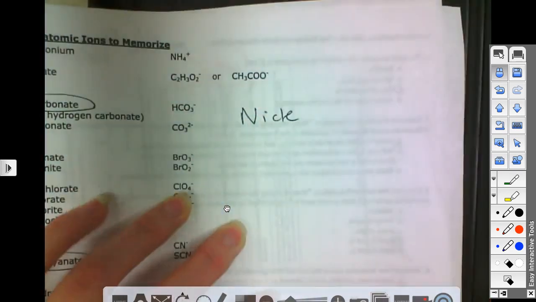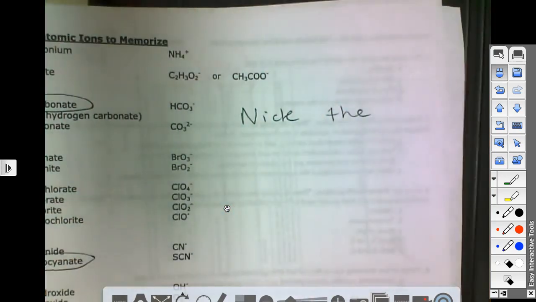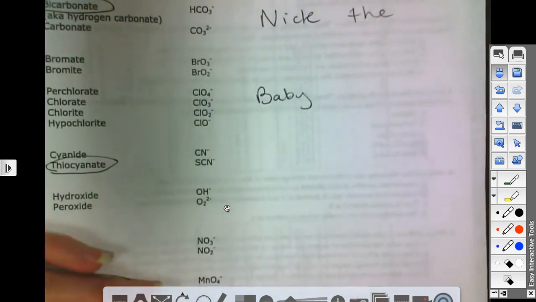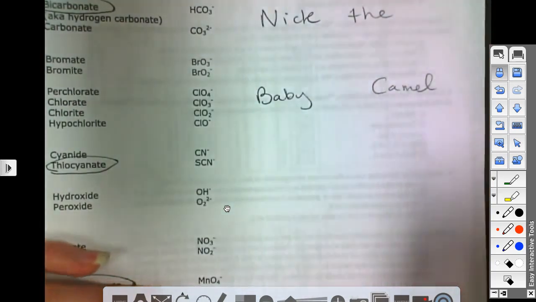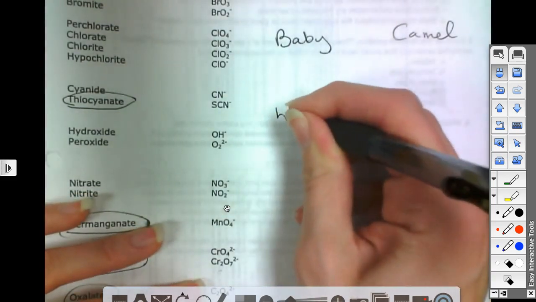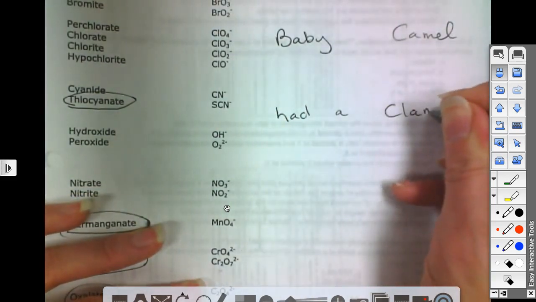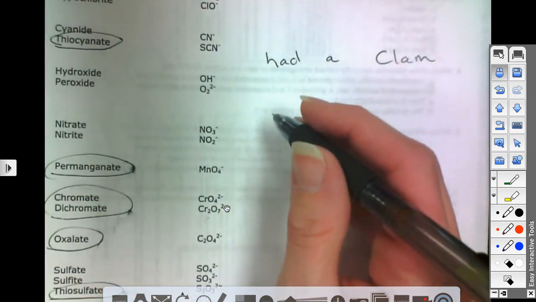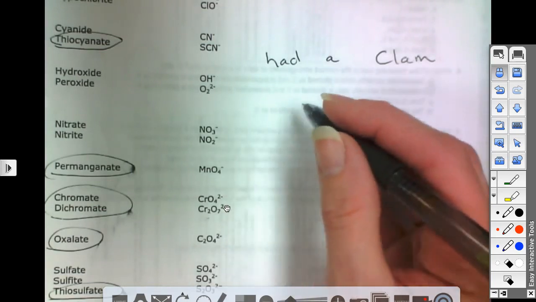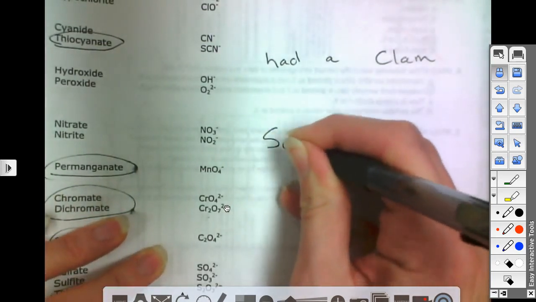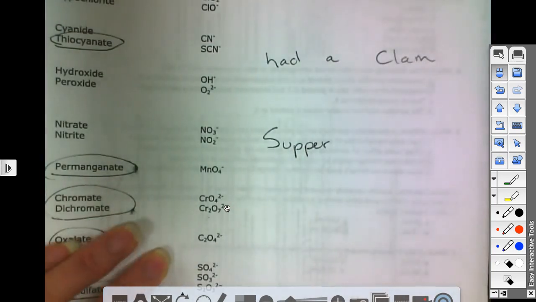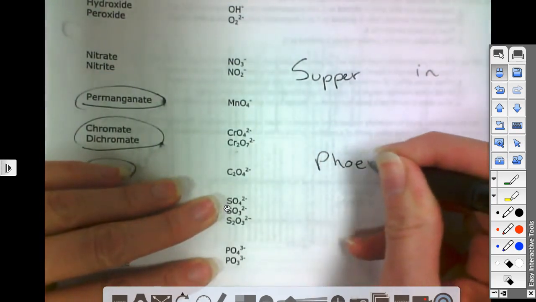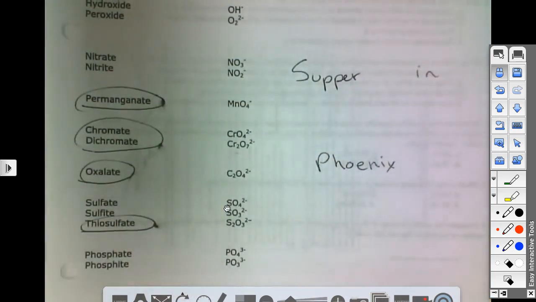So, Nick, the baby camel had a clam supper. Supper has two P's, because if you only put one P, it's just super. Okay. Had a clam supper in Phoenix. Some of these words are just there because, let's make a sentence, right?